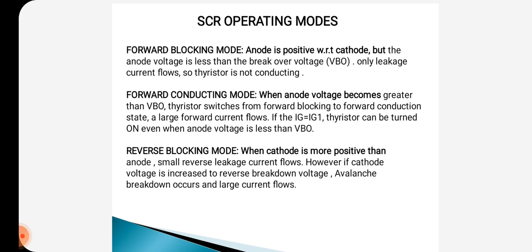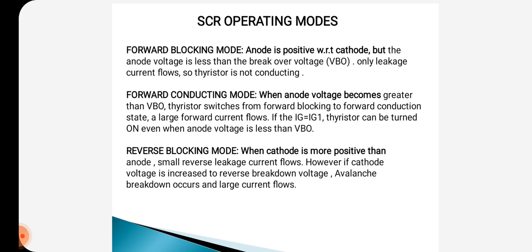Then forward conducting mode. An SCR is brought to this state by applying a positive signal at the gate. Immediately the SCR starts to conduct. Gate voltage is no longer needed to maintain the on state, and the SCR is therefore switched off by decreasing the current flow through it to the lowest value, called the holding current, using a transistor placed across the junction.